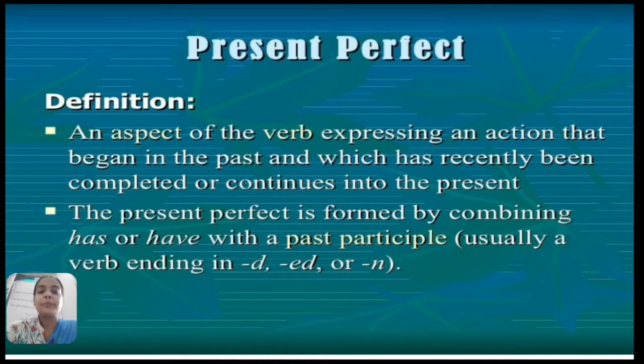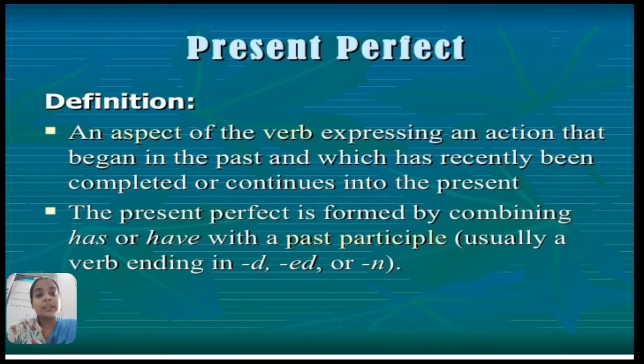What is present perfect tense? An action that began in the past and which has recently been completed or continues into the present, that's called present perfect tense. It means that the present perfect tense describes an action that started in the past, it is the link between the present and the past, but has just been completed, meaning before speaking it is completed just now. So the term present perfect suggests that the action has been completed recently.